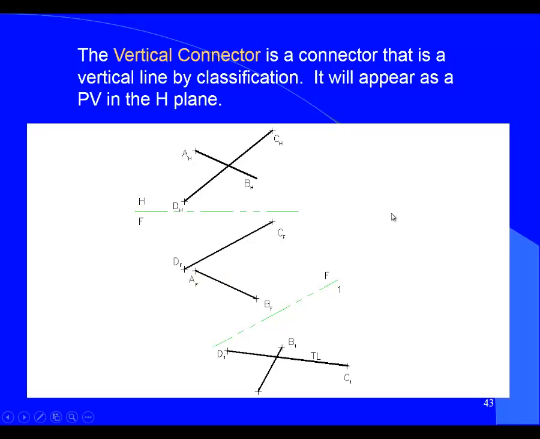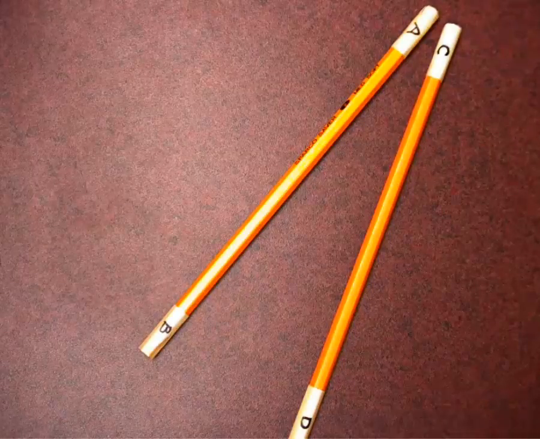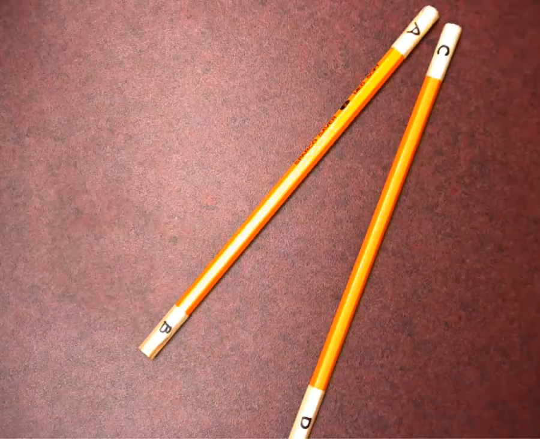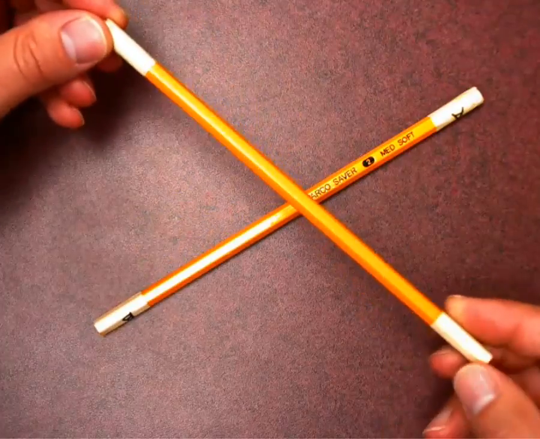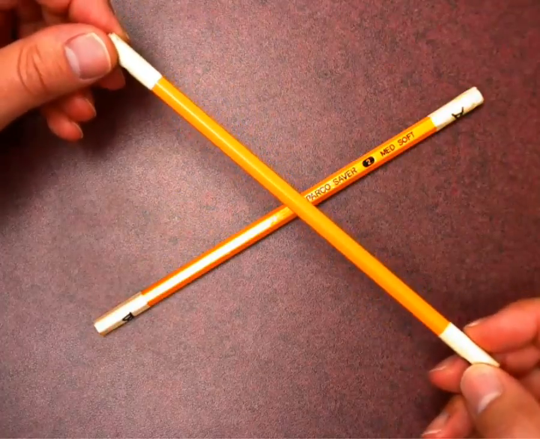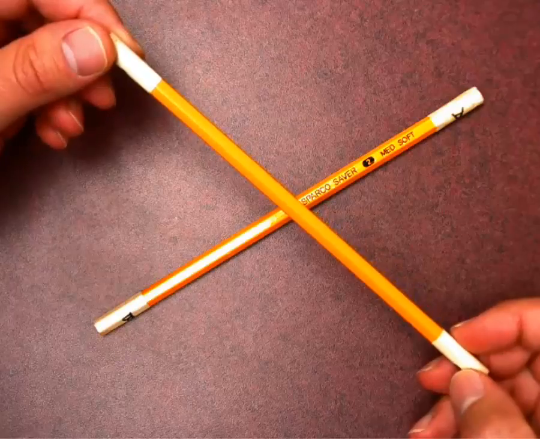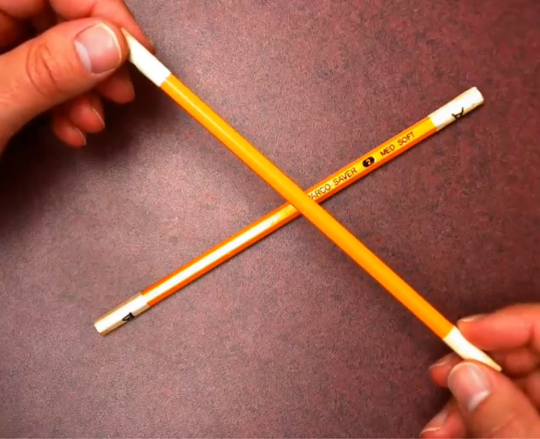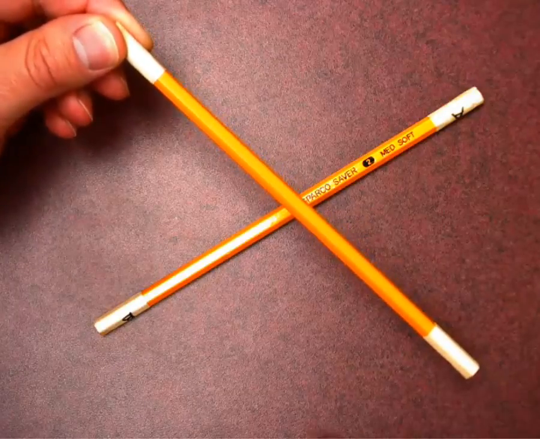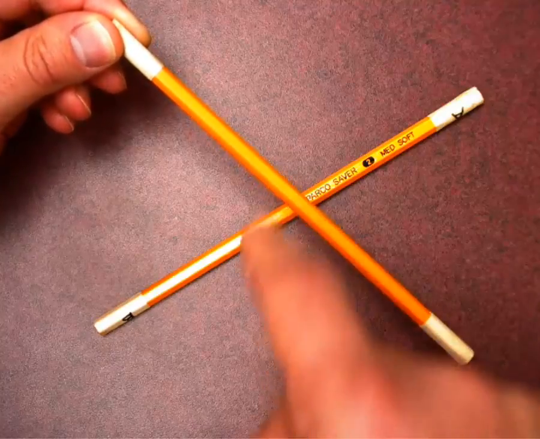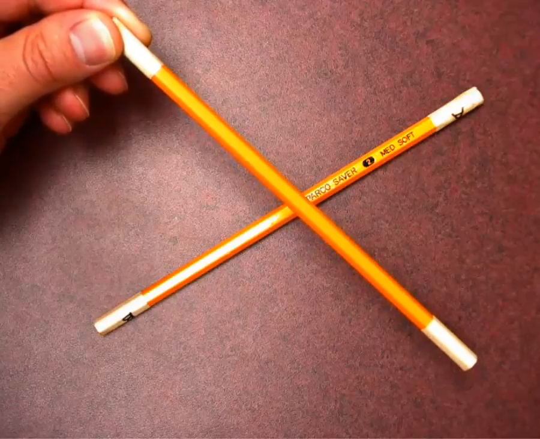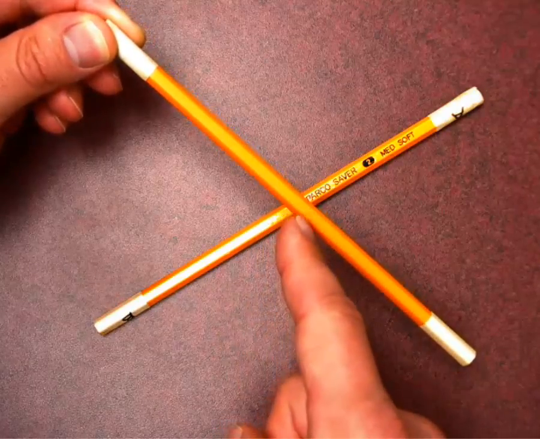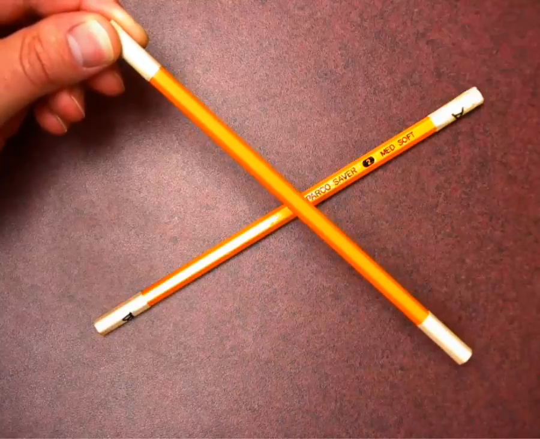All right. So let's talk about vertical connector. And I'm going to switch gears over here again. Let's say that this is my top view, and I'm looking down at my top view. If the two lines cross in the horizontal plane, then it's possible for there to be a vertical connector, because remember, a vertical line shows up as a point in the horizontal plane. So where these two lines cross, that's where the vertical connector is going to be. So this intersection can be projected down or across to any other views.